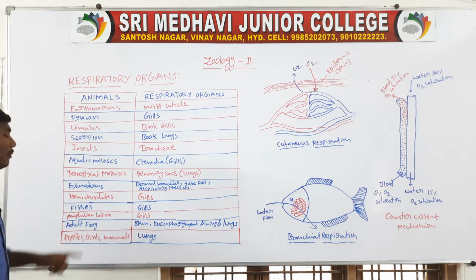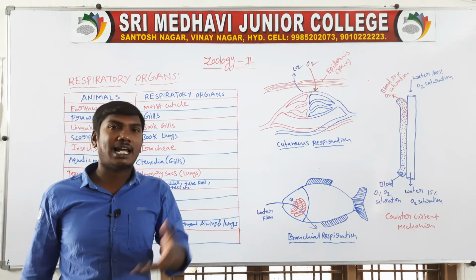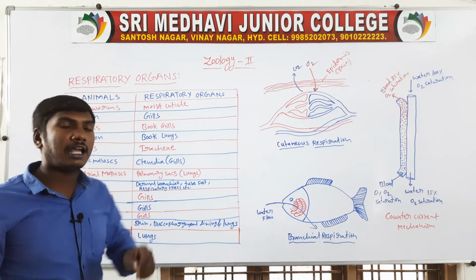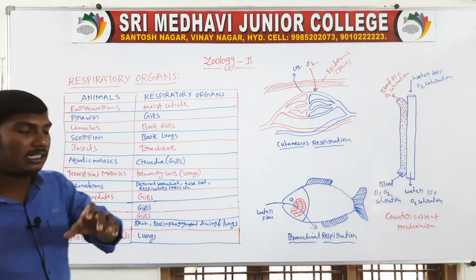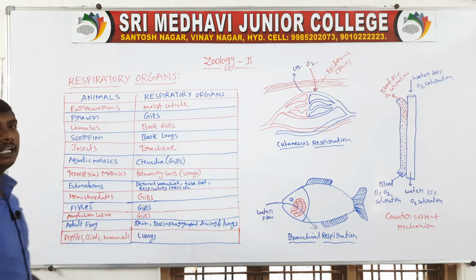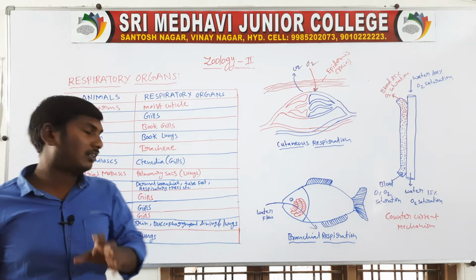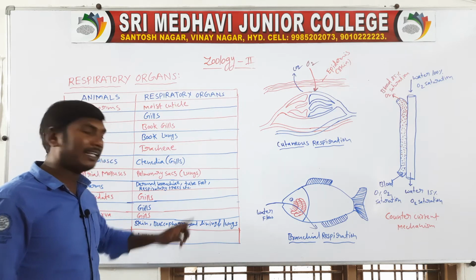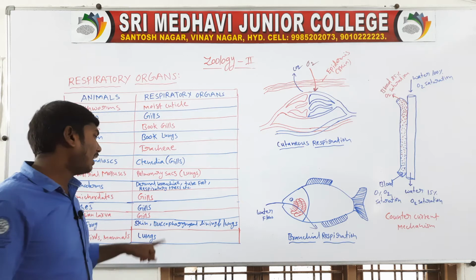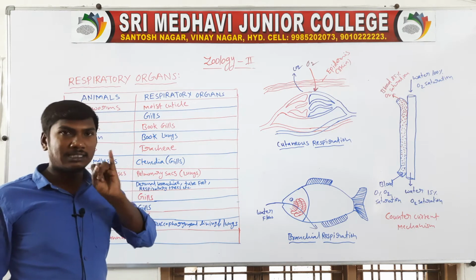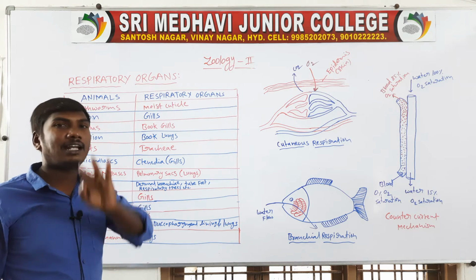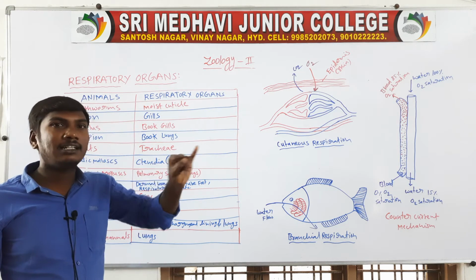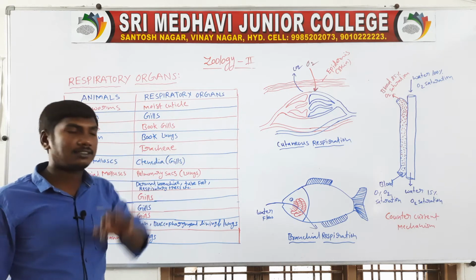Next one, amphibian larva. The amphibian larva's respiratory organs are the gills. Next one, the adult frog. The adult frog's respiratory organs are the skin, buccopharyngeal lining and lungs. The three respiratory organs in the adult frog: skin, buccopharyngeal lining and lungs.